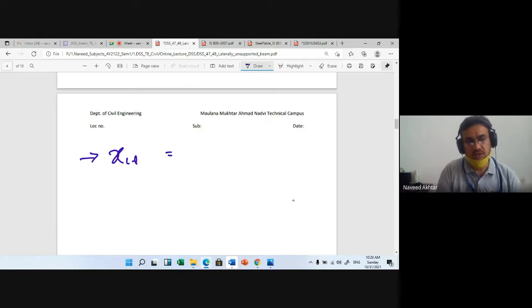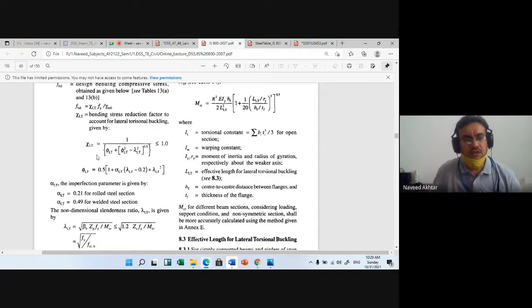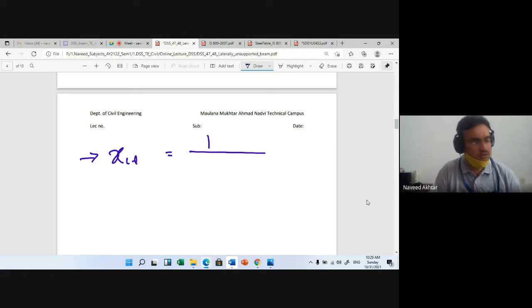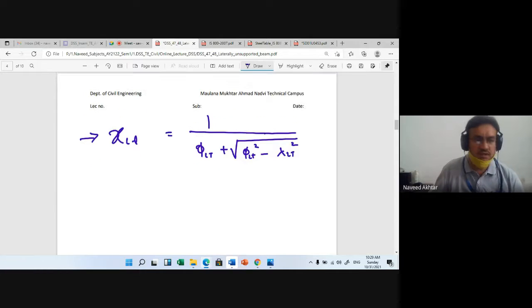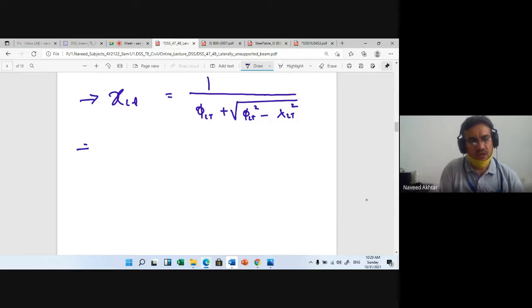1 upon phi LT plus under root of phi LT square minus lambda LT square. You can see this in the IS code. So from this you can find out XLT. And how to find out phi LT and lambda LT?